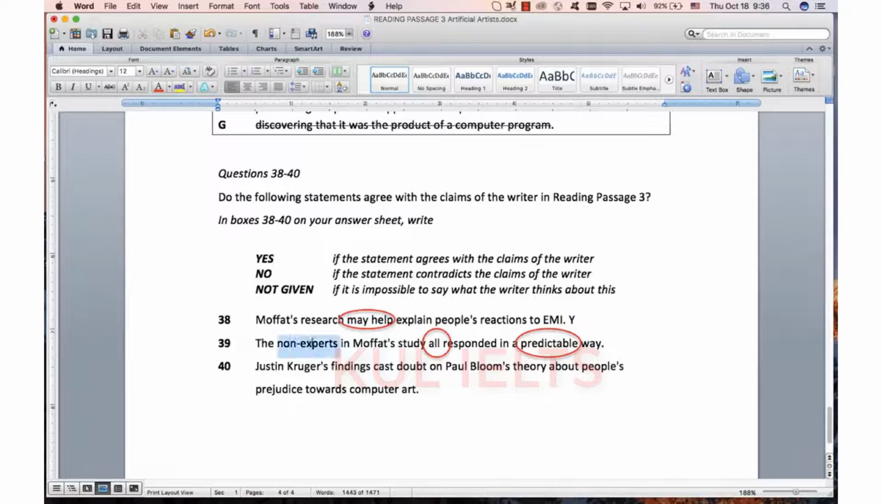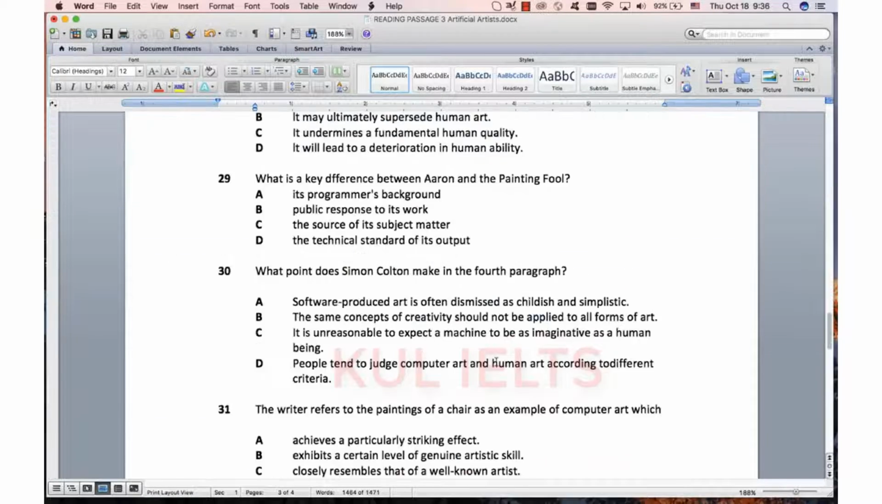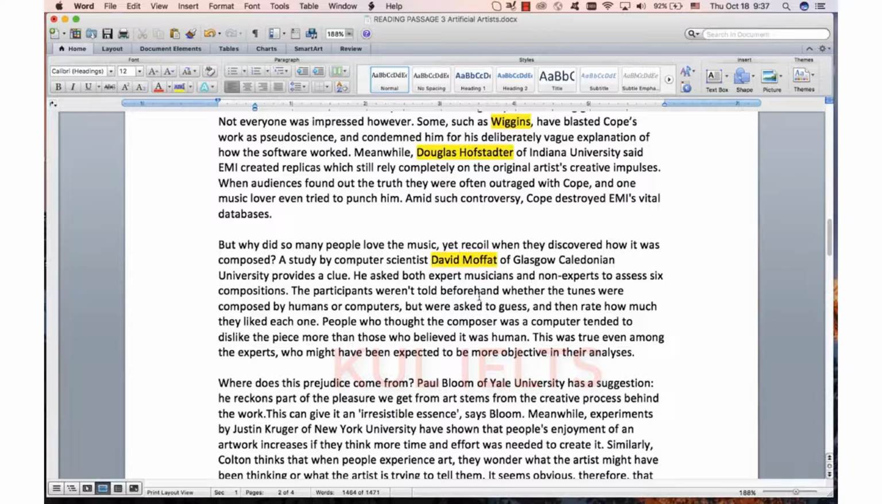Now, the non-experts, did they all respond in a predictable way? Did some of them respond in a predictable way? Did they all respond in an unpredictable way? Or don't we know? So where do we see non-experts? He asked musicians and non-experts. That's just describing the experiment. We want to see how did they respond. They were asked. That's also still describing the experiment. Here's the results. So it's somewhere in here, if the answer is there.